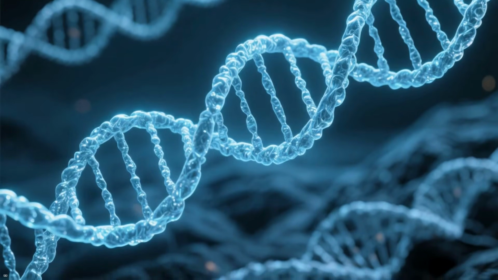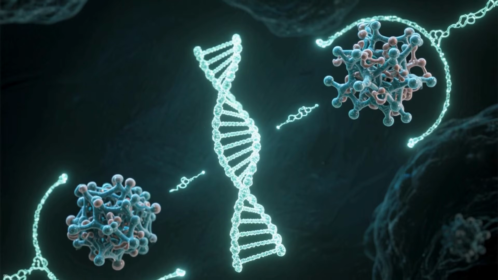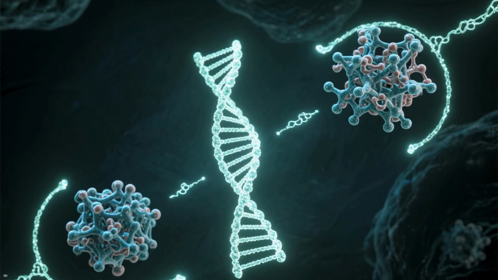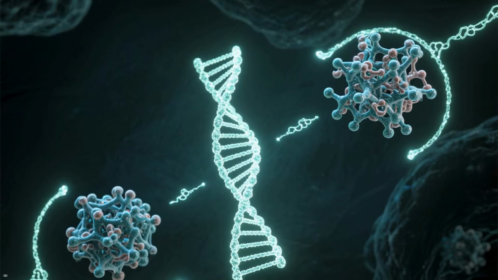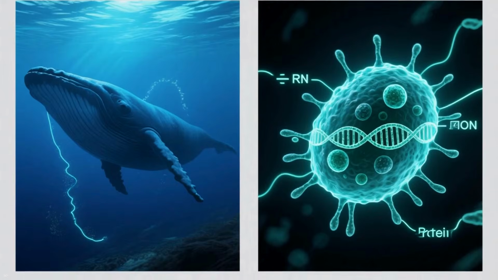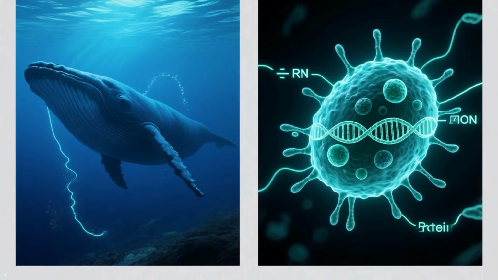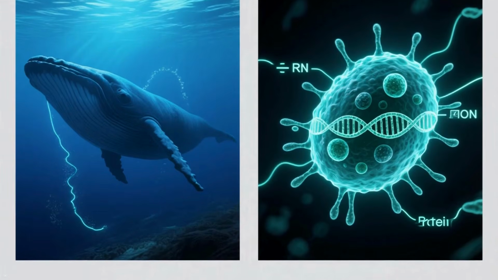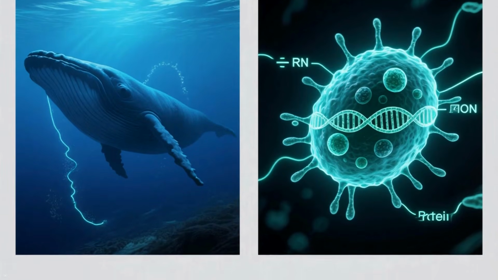With DNA as the secure blueprint, RNA as the messenger, and proteins as the workforce, the modern system of life was born. This division of labor was so successful that it has been conserved in every living thing on Earth, from a bacterium to a blue whale.